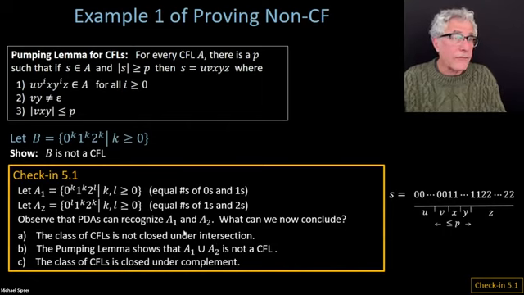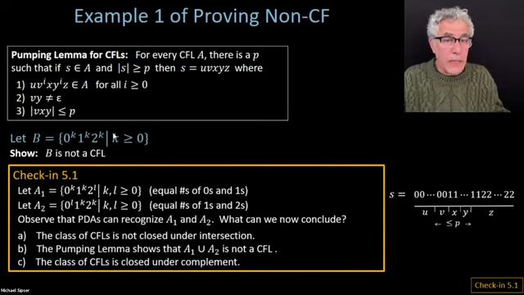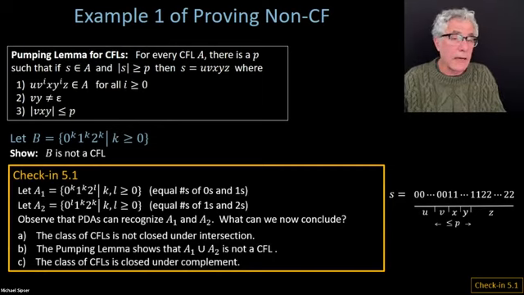So this does show us that the class of context-free languages is not closed under intersection, because the intersection of A1 and A2, two context-free languages, is B. And B is not context-free. So closure under intersection does not hold.